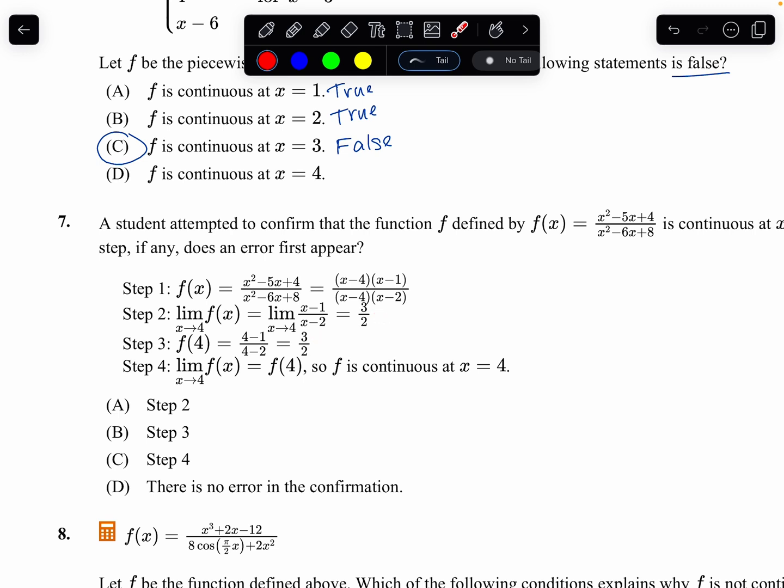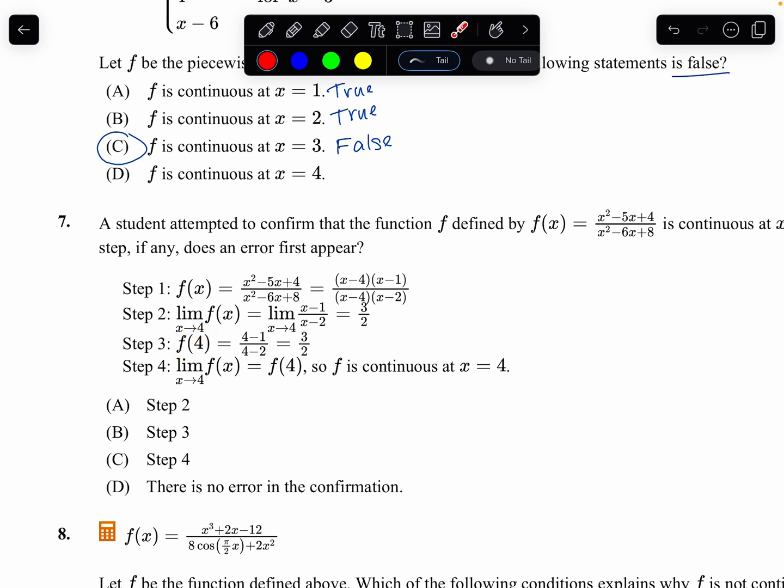So he's identified. Yeah, that's the problem right there. Okay, so here's the thing about this student: there is a hole. This right here is a hole, right? So the function is not defined at f of 4.